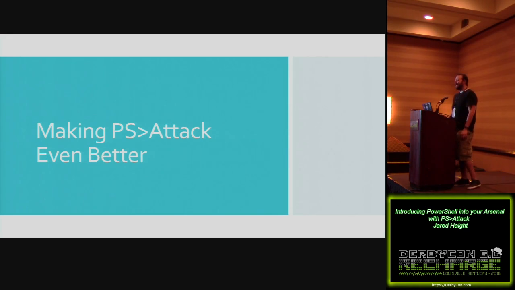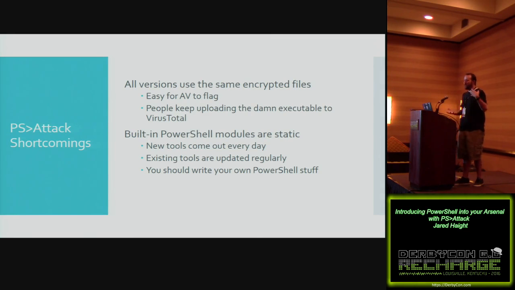All right, so I think PSAttack is pretty cool when it works. But I know that there are obviously some shortcomings, right? So all the versions, if you go to github.com, you download the source code and you compile it, or even if you download the binaries, the releases that are up there, they all use the same encrypted files, right? So those are signatures that AV can pick up on because they're the same. And that has really started happening.